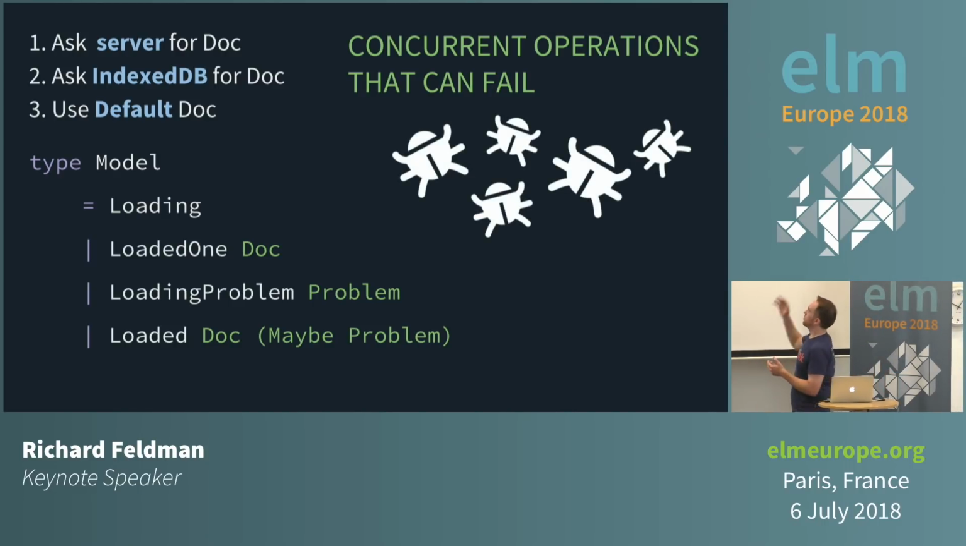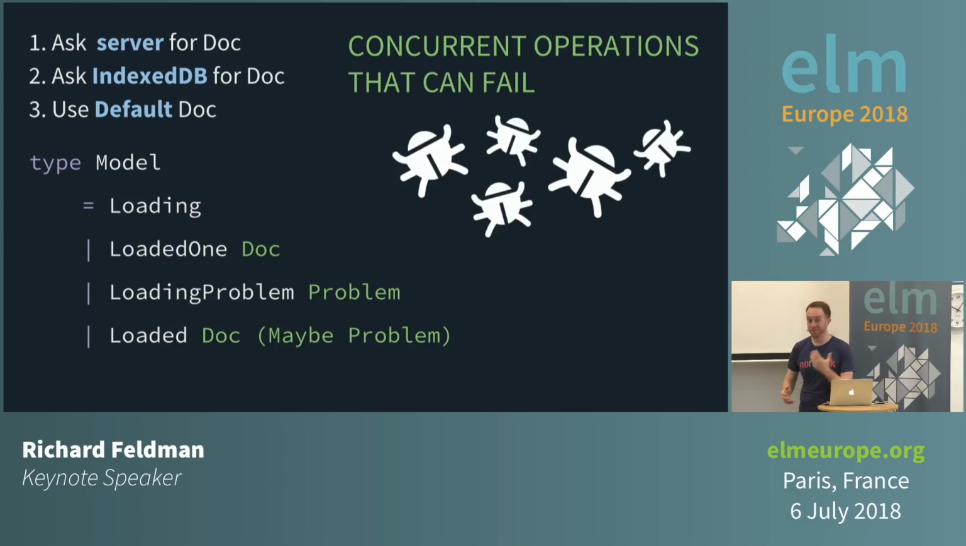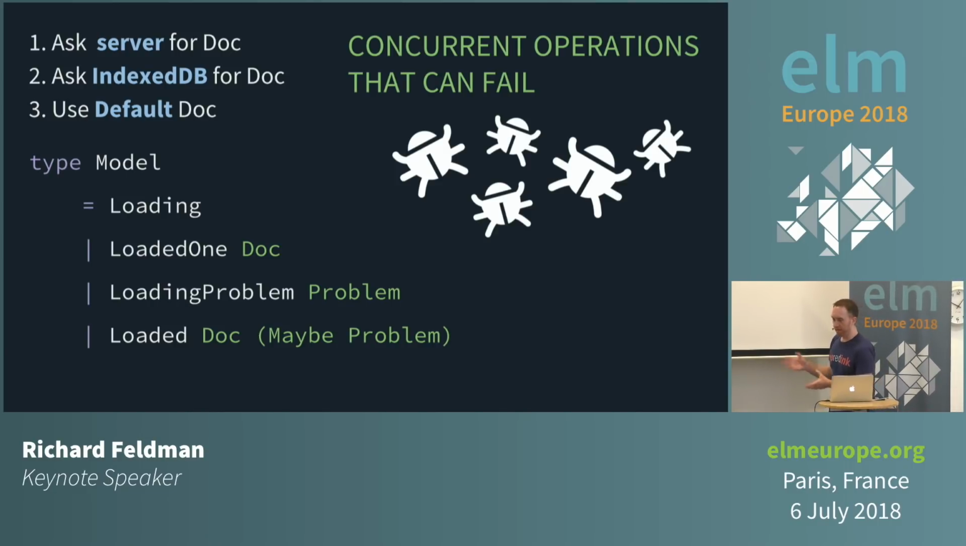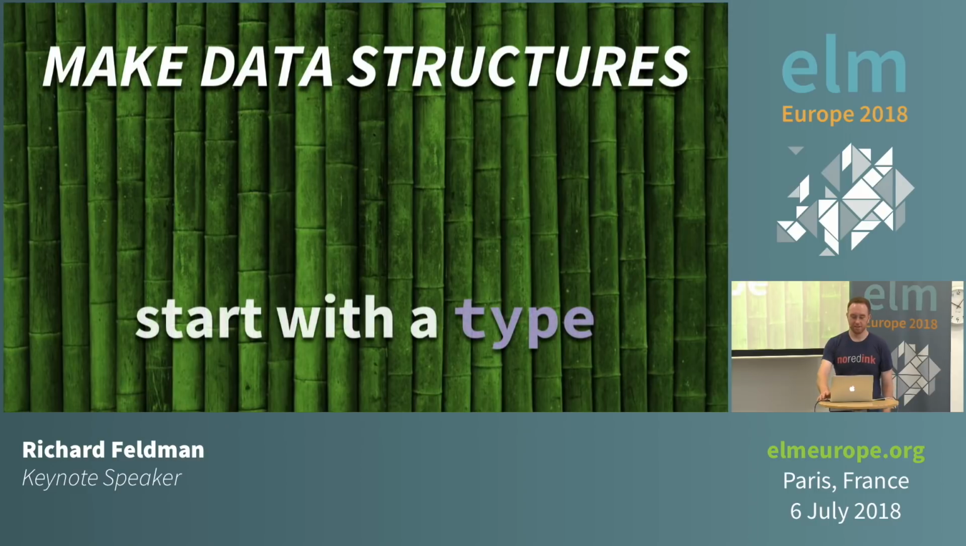Concurrent operations that can fail are just a bug haven. They're notorious for having lots of bugs, race conditions, lots of problems. And all I did to prevent them in this case was literally I said, I'm going to start by making data structures. And I'm going to start with a union type. That's literally all I did.